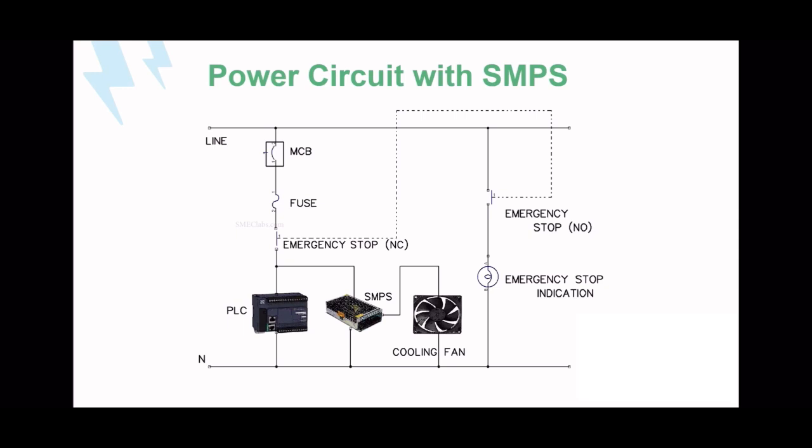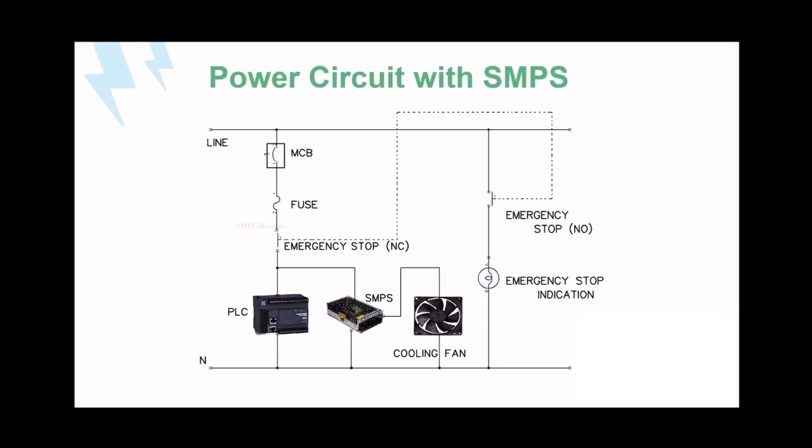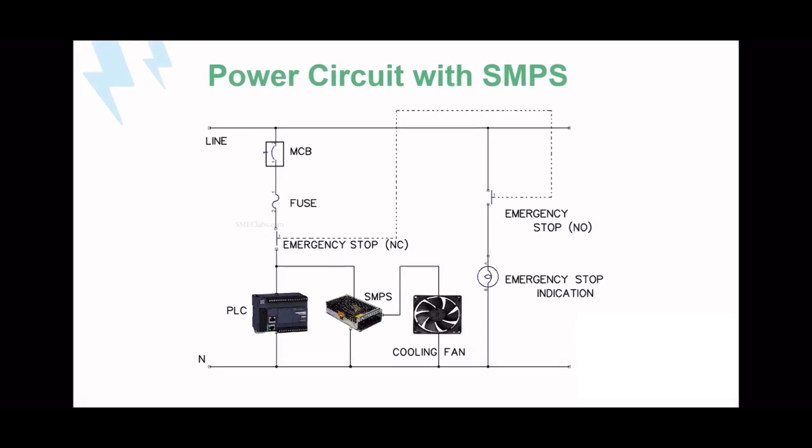You can see the line and neutral are directly connected to the PLC, and the emergency stop switch is placed between the line and all the components in the control panel. If your emergency stop is pressed, then all these components, like the PLC, SMPS and cooling fan, go off. And here you can see the emergency stop indication.